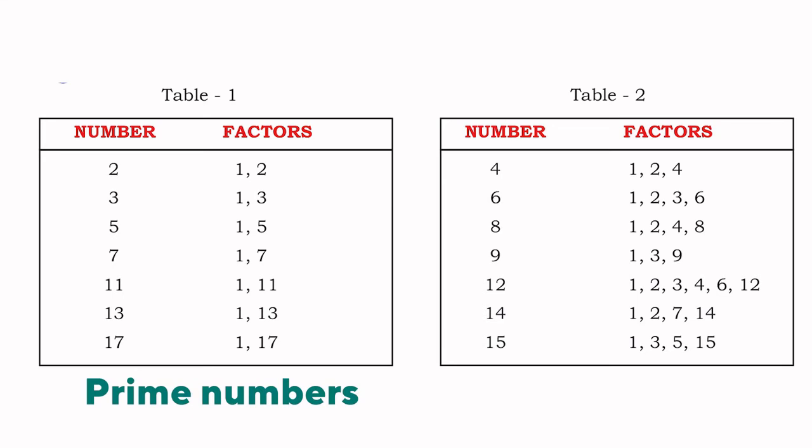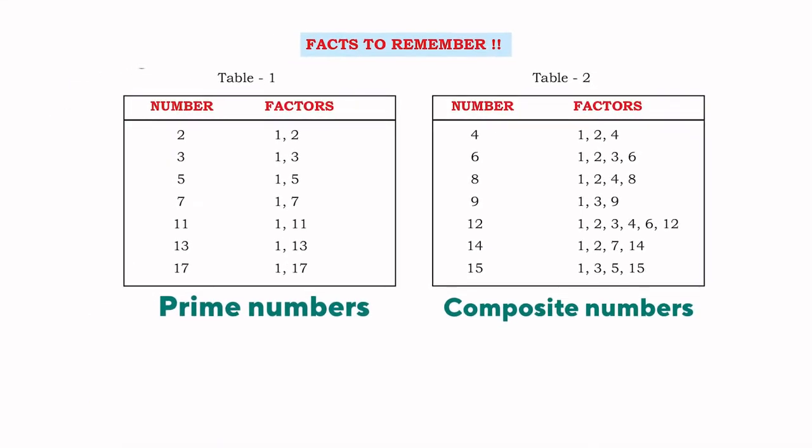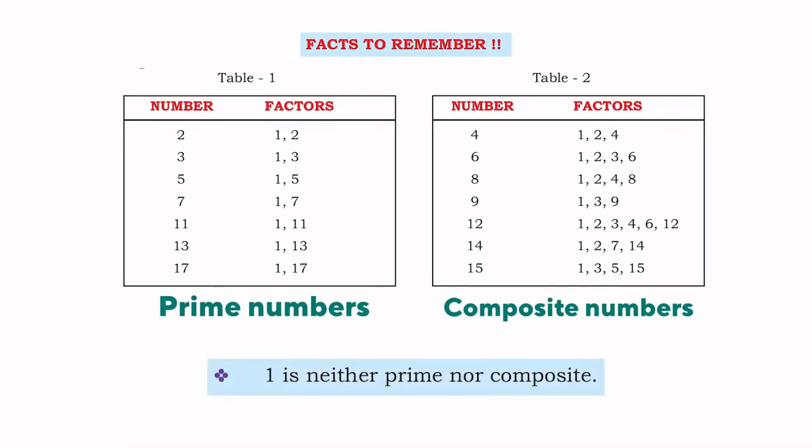Let's look at table 2. The numbers there have more than two factors. For example, look at 9. The factors are 1, 3 and 9. How about 14? The factors are 1, 2, 7, 14. Since those numbers have more than two factors, they are called composite numbers. Very good. Let's learn a few facts about prime and composite numbers. If you observe the table, you will find that there is no number 1. So 1 is neither prime nor composite.